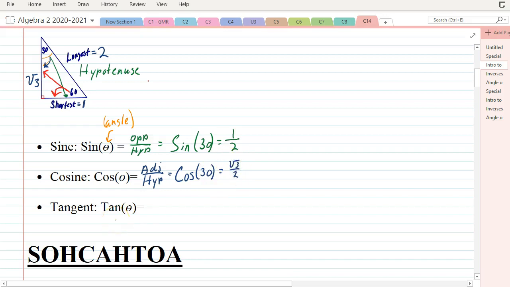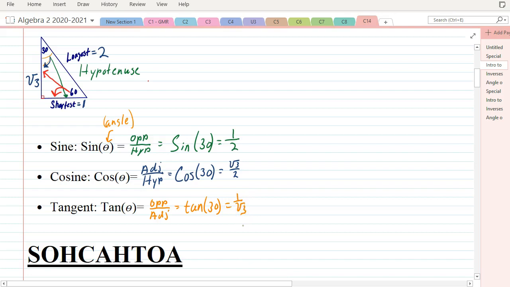Last is tangent. Tangent is the opposite over the adjacent. So if I want to find tan of 30, I say, well, what is opposite of 30? The shortest side. And what is adjacent to 30? The square root of 3. That gives me 1 over the square root of 3.